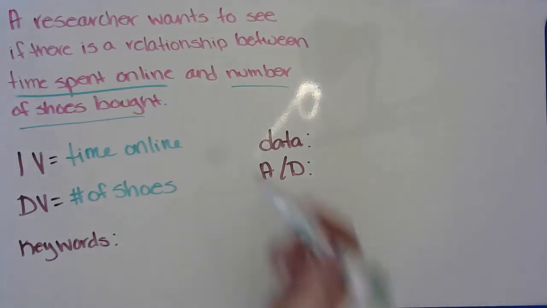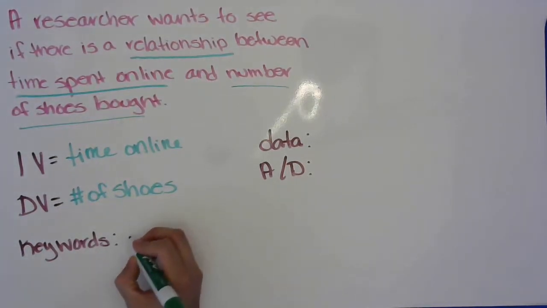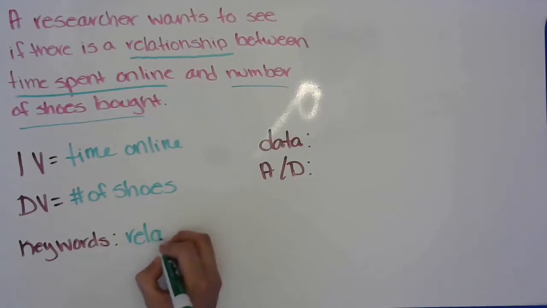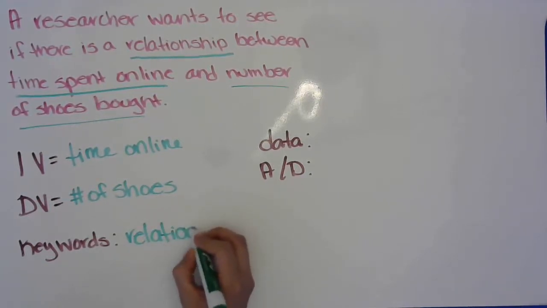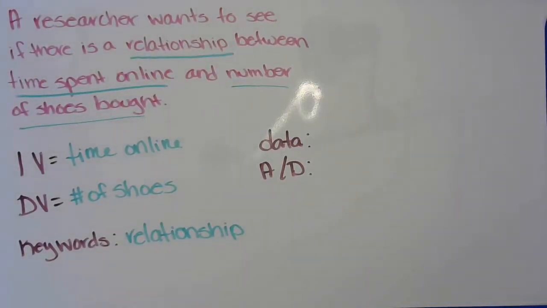Are there any key words in this problem that we might want to keep in mind for later? This word, relationship, really sticks out. Relationship, correlation, association, those words like that, that'll tell you a lot about the problem that you're looking at. So one of our key words is relationship.